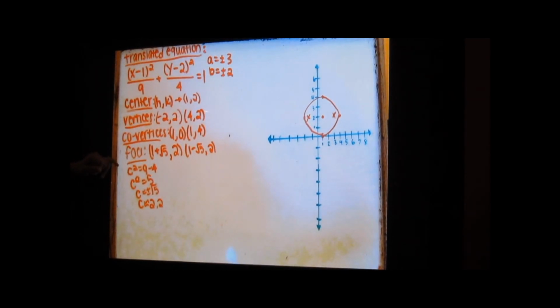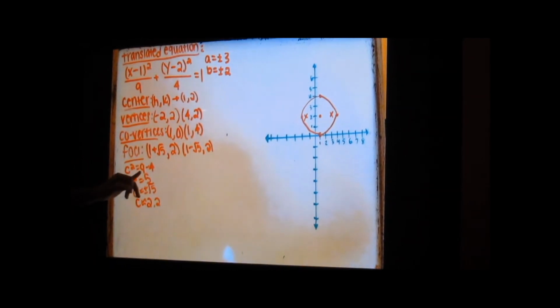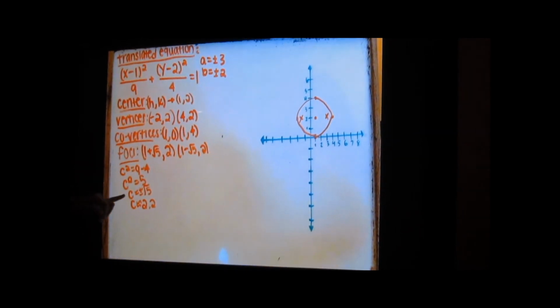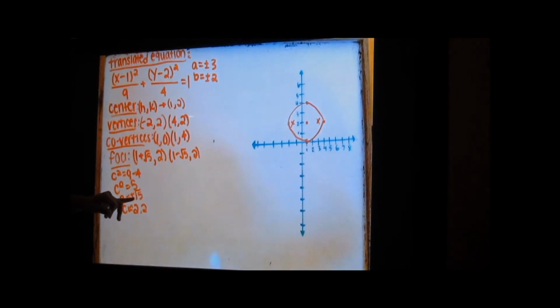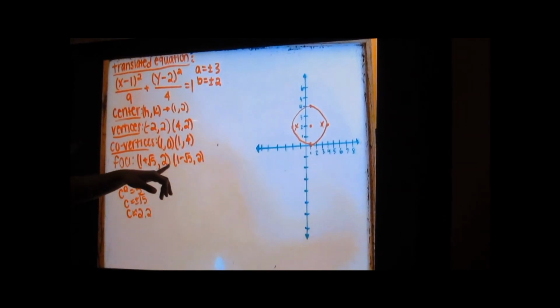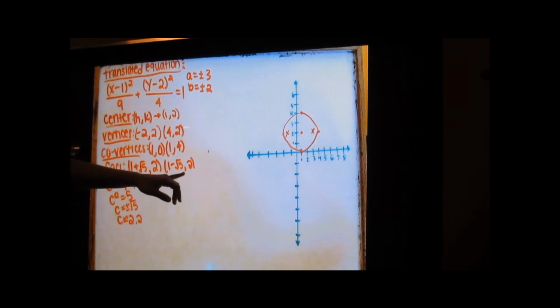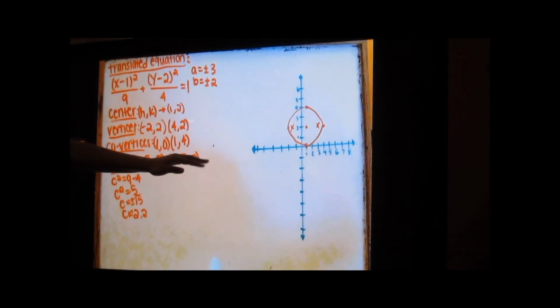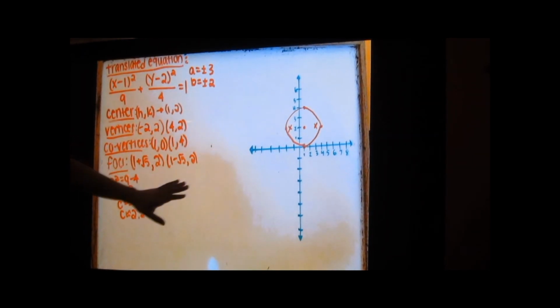And then to find the foci, we do c squared is equal to 9 minus 4, and we solve for c, which is plus or minus square root of 5. And so we find that our foci are (1 plus square root of 5, 2) and (1 minus square root of 5, 2). And then we just plot the points and we connect the points to make the ellipse.